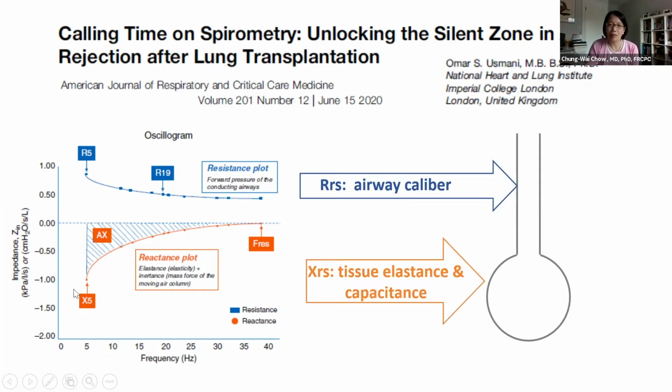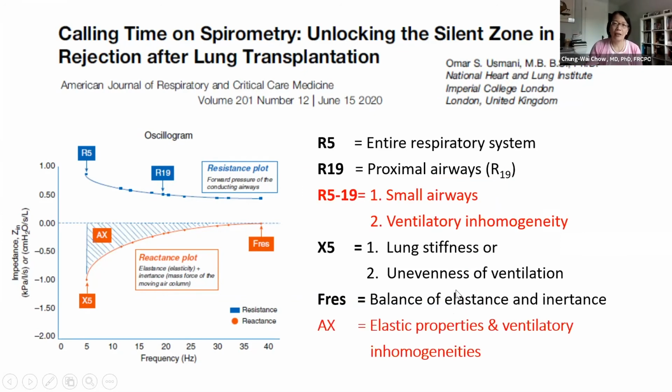The second aspect, this reactance value, is a metric of the tissue elasticity and the capacitance of the lung. So the soft stuff, the parenchyma of the lung. And the two metrics to keep in mind as I go through the next couple of slides are these two metrics shown in red here: the R5 to 19, the difference between the resistance at 5 Hertz and the resistance at 19 Hertz.